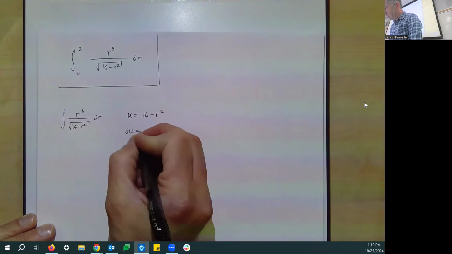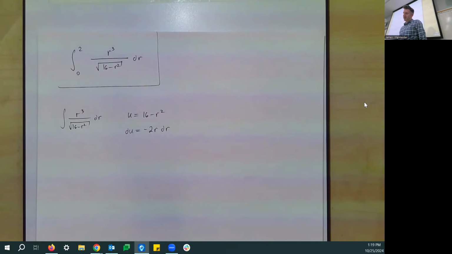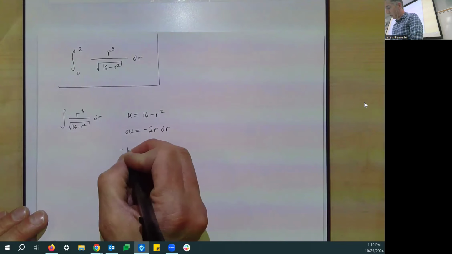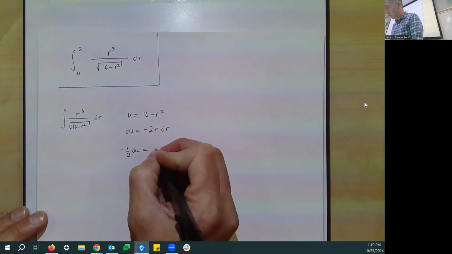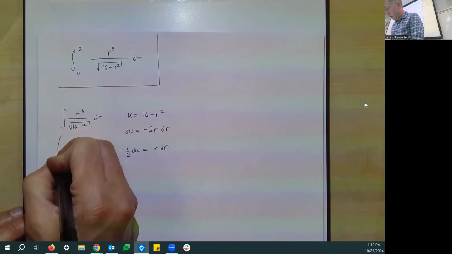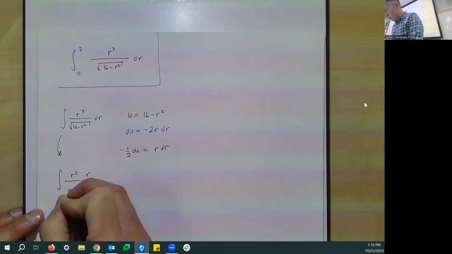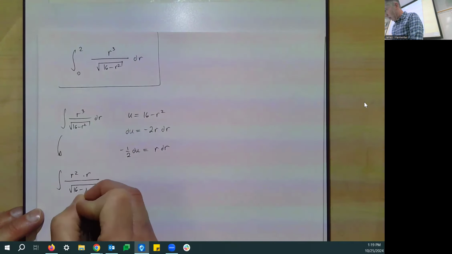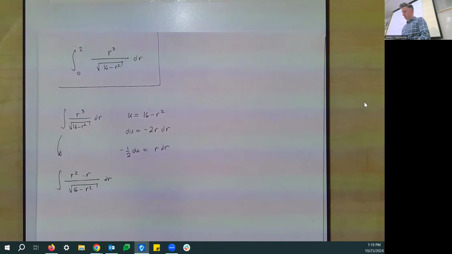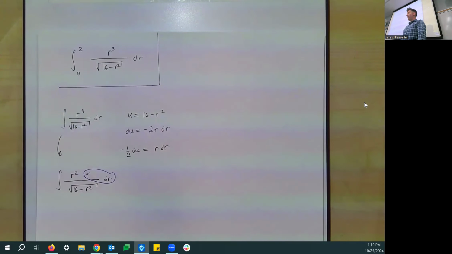We're going to find du. It's equal to negative 2r times dr. And I know I'm very biased in how I like to do this. I would much rather say negative 1/2 times du is equal to r times dr, and then break this apart as the integral of r squared times r over the square root of 16 minus r squared dr. And then say that r times dr is going to become negative 1/2 du.